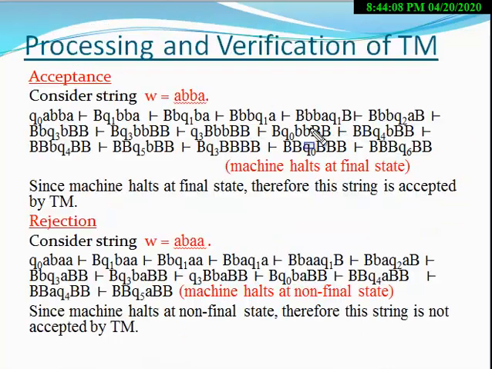Similarly, you can also check the verification part here. Here is the acceptance part. Here is the rejection part, right? So same, apply the rule. Here we consider the input string is ABBA. Here we consider the input string is ABA. So you have to self check the acceptance and rejection part of this, right?